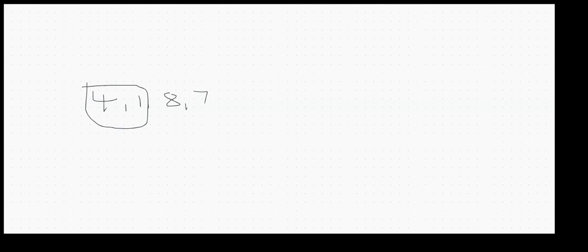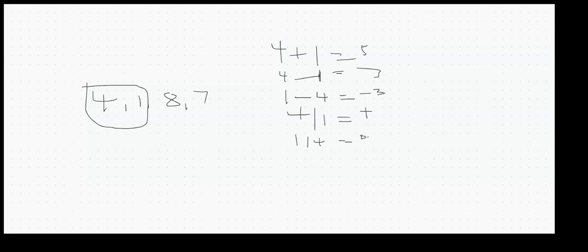So let's say we took 4 and 1. We go through all the possible computations we could do for this. We could do 4 plus 1, which is 5. We could do 4 minus 1, which is 3. We could do 1 minus 4, which is negative 3. And then we could also do dividing. So 4 divided by 1 is going to be 4, and then 1 divided by 4 is 0.25. And lastly we could do 4 times 1, which is 4.